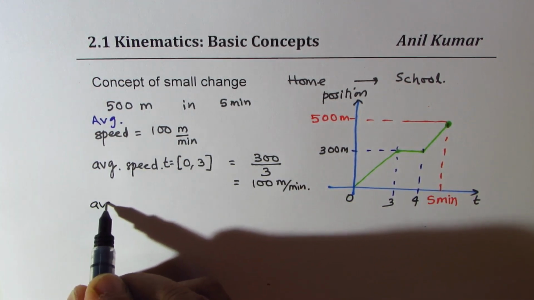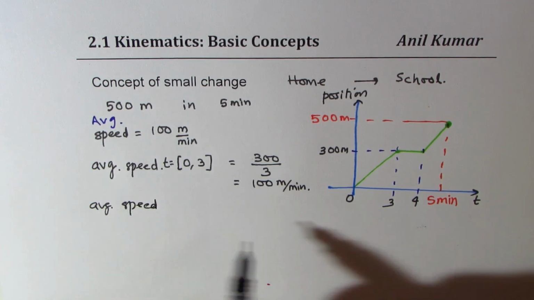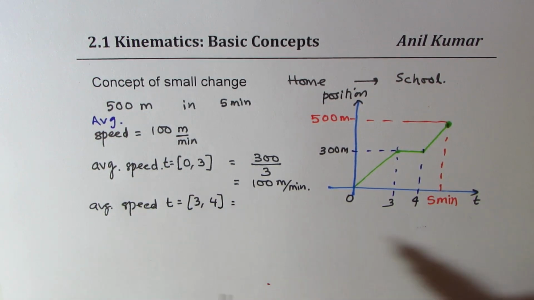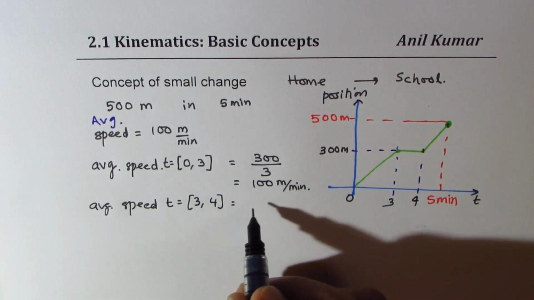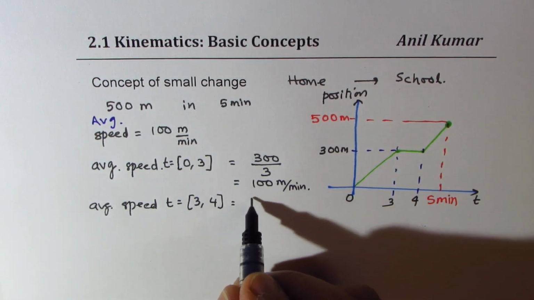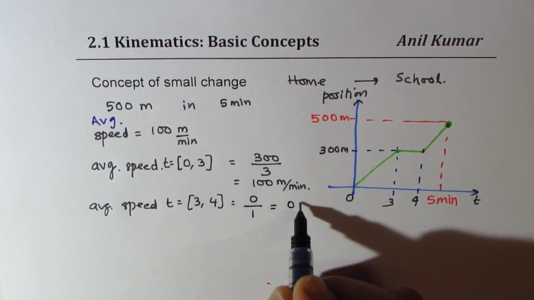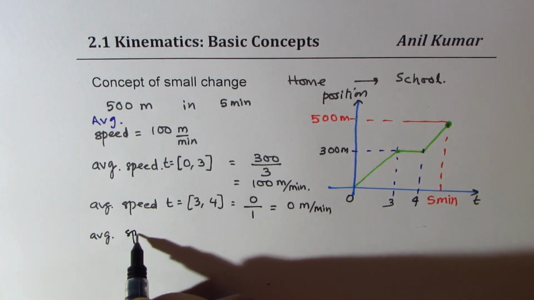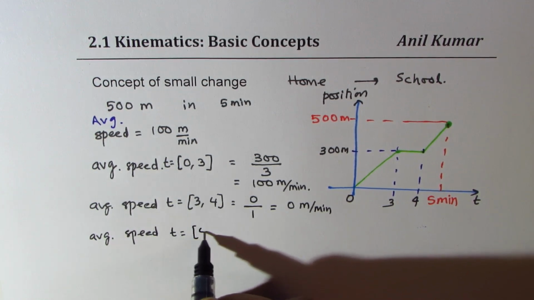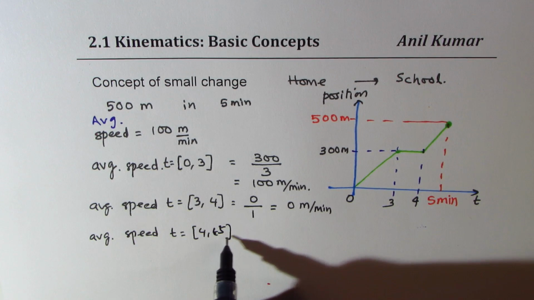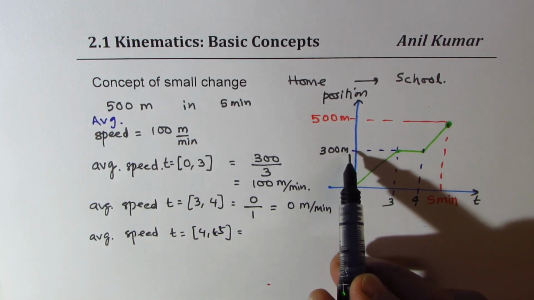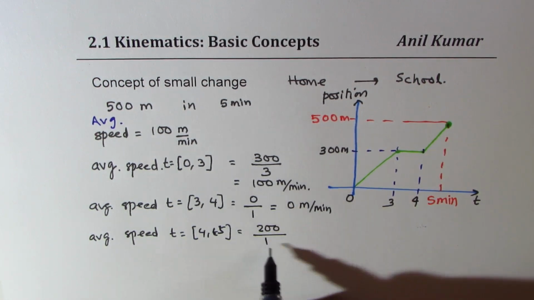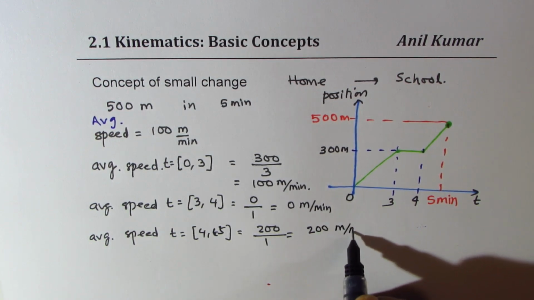Now the average speed in time from 3 minutes to 4 minutes, the distance is still 300 meters, right? So the distance covered is 0. So we get 0 over 1 minute, which is 0 meters per minute. And the average speed when time is from 4 to 5 minutes, that means 1 minute is the change in time. Change in distance is 200 meters. 500 minus 300 divided by 1, it is 200 meters per minute.